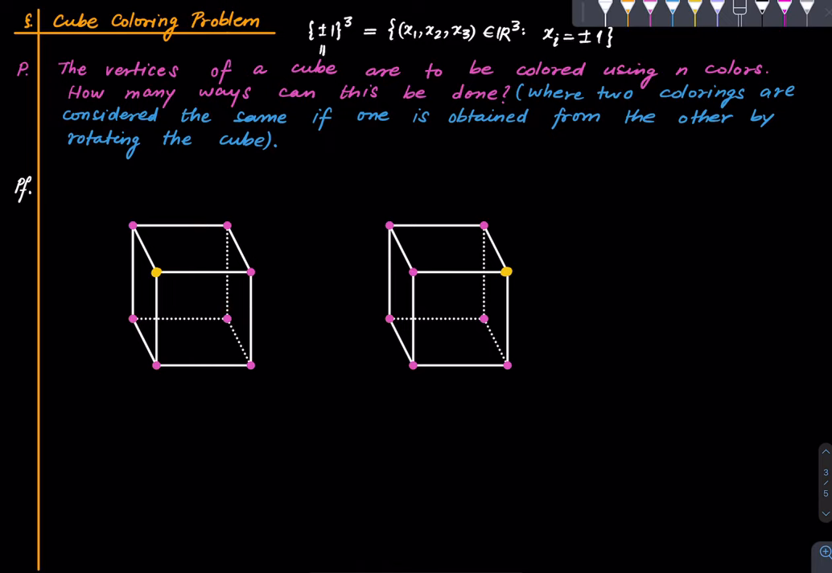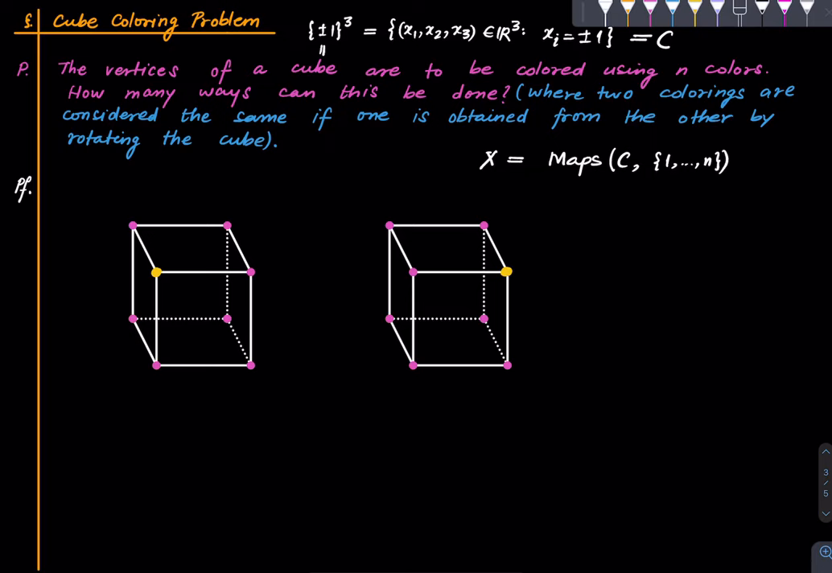So to formalize the problem, what we do is first we define the set X. X is equal to all maps from the cube. So let's say the vertices of the cube are denoted by the letter C. So all maps from C to {1, ..., n}. Think of this as the set of all the colors. So X is the set of all the colorings where we are not making any identifications. We are not right now considering two colorings as the same if one can be obtained by rotating the other.